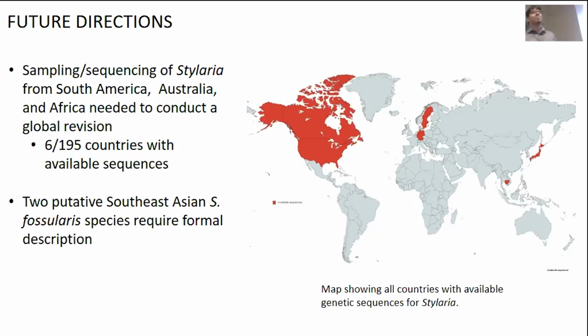So we definitely need a couple more of those to help globally revise this group, because there's definitely a lot of stuff out there that is just kind of waiting to be discovered. And of course, these 2 putative Southeast Asian Stylaria fossularis species, they do require a formal description so that we can get them added to the Naidid roster.